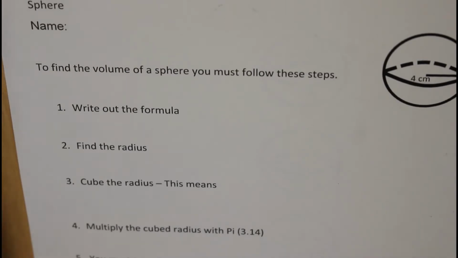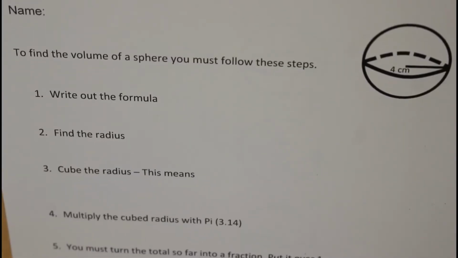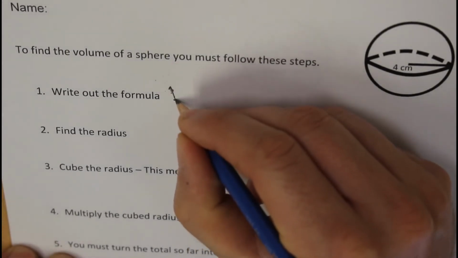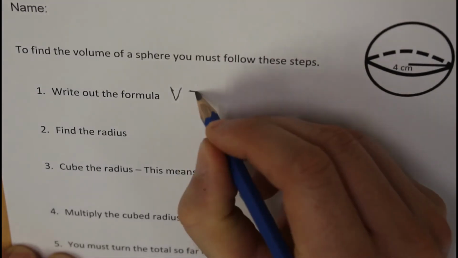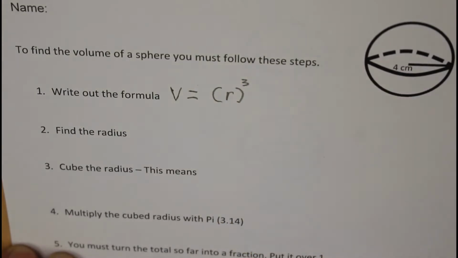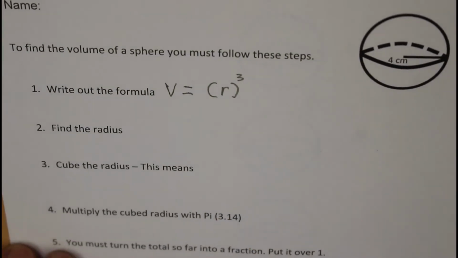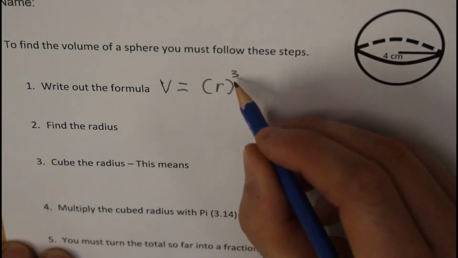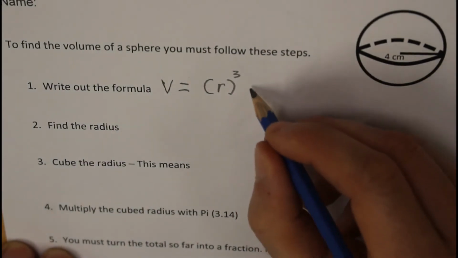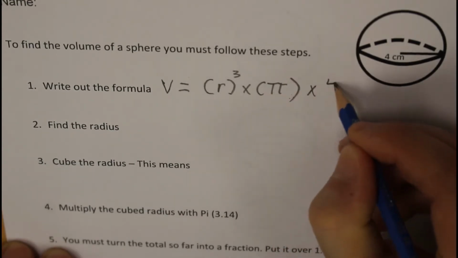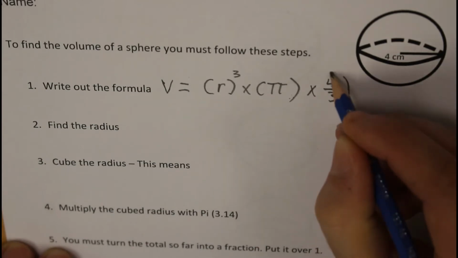So first thing we want to do is write out the formula. So what is the formula for a sphere? So volume, we're always dealing with volume now, so it's V equals radius cubed. So before we're doing squared, cubed, so a teeny bit different. So there's, multiply the number by itself 3 times. So radius times radius times radius, not radius times 3, times pi times 4 over 3.